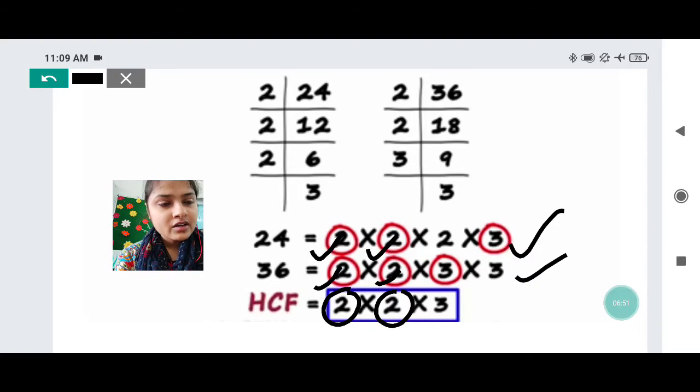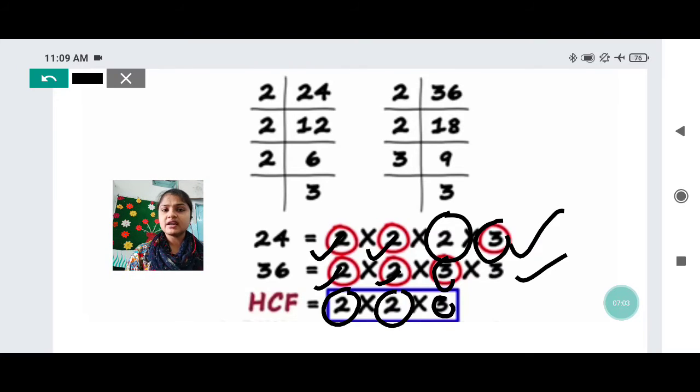Then my dear, this 2 is not coming, because there it is 2, here it is written, but this downside 2 is not there. Then 3 is coming in both, this 3 and this 3. So I will write one 3 here. The 2 which is left we will leave as it is. We will not do anything with that, because we have to choose only the common ones. And common we have got 2, 2 and 3 only.